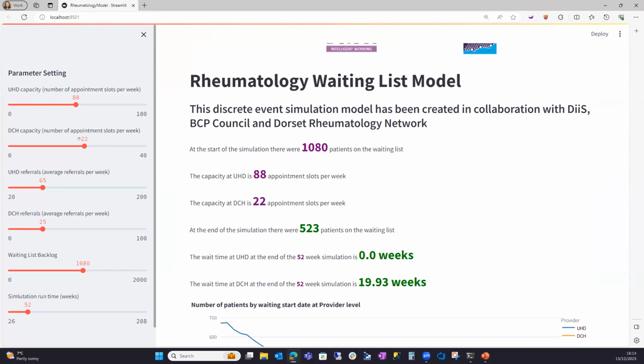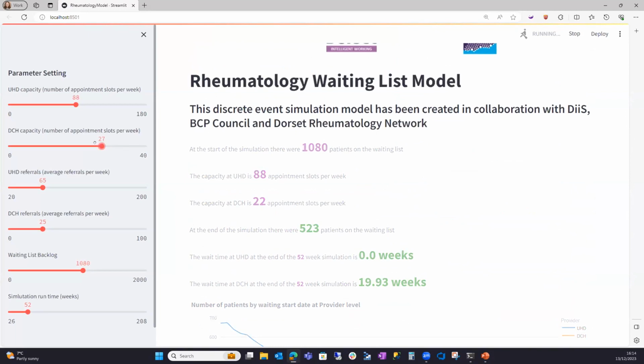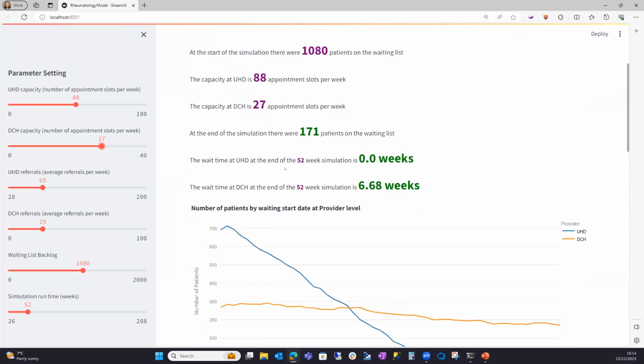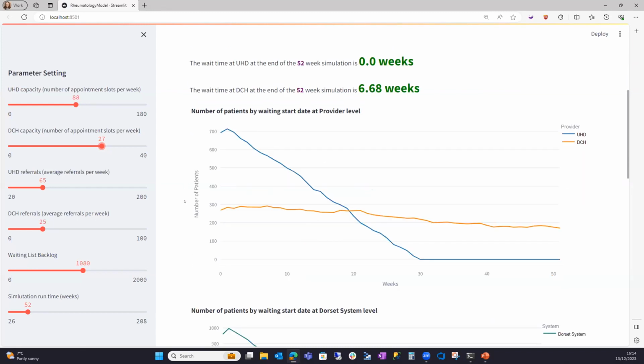So when you adjust your model inputs, the visuals will update to reflect your changes. So for example, when increasing Dorset County's capacity from 22 appointment slots to 27, you're able to see that the changes are reflected here. There's been a reduction in the waiting list at the end of the simulation. The waiting time has gone down, and the trend, which was before an increasing trend over the simulation, is now sort of stabilizing and then decreasing, and that's just by changing that capacity a few appointment slots.